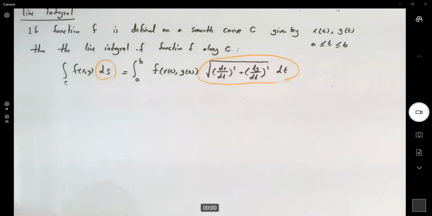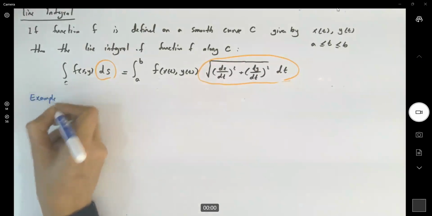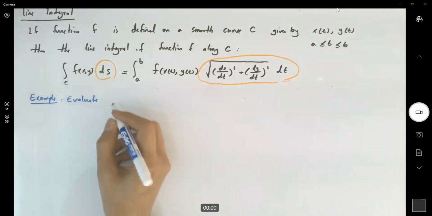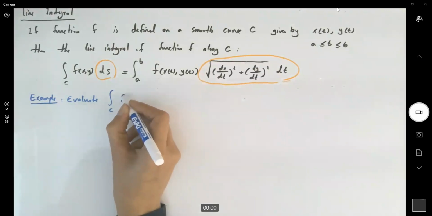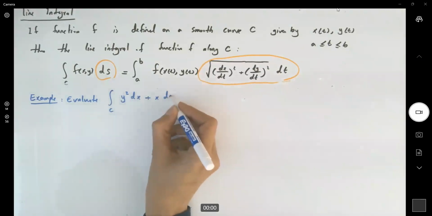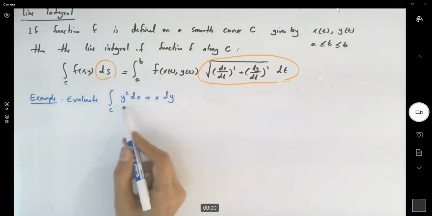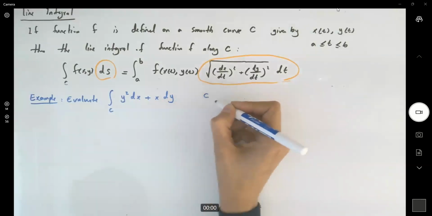Another example. This example says, evaluate the following. We have the line integral over curve C of this function, y squared dx plus x dy. It's a combination of x and y's and dx dy's, and C is the line segment from (-5, -3) to (0, 2).